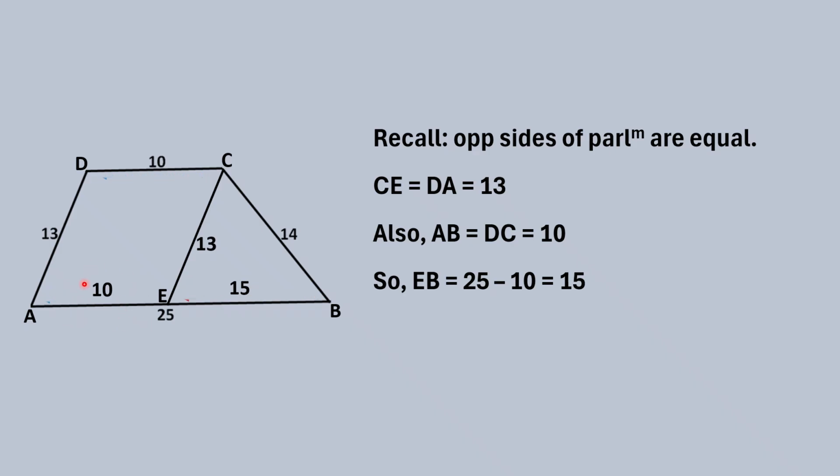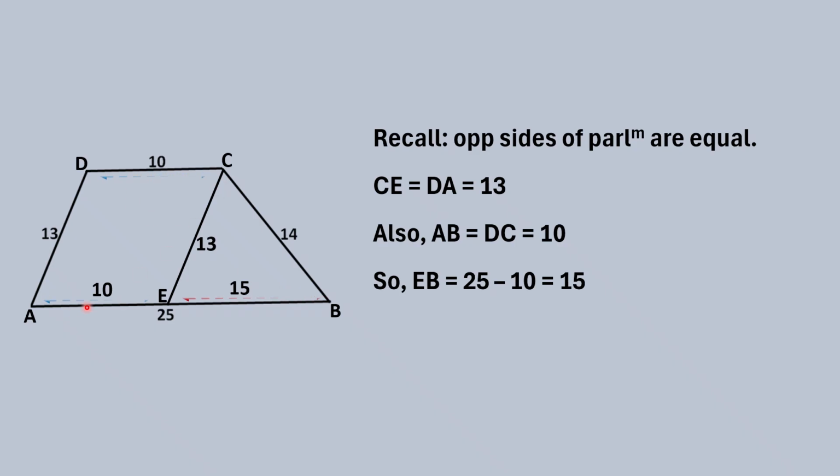So AE is 10 units and the total was given 25 units. The blue line, see the animation, is 10 units, equal to the opposite side. So the remaining part, the total 25, A to E is 10, so the remaining part should be 25 minus 10, that is 15.